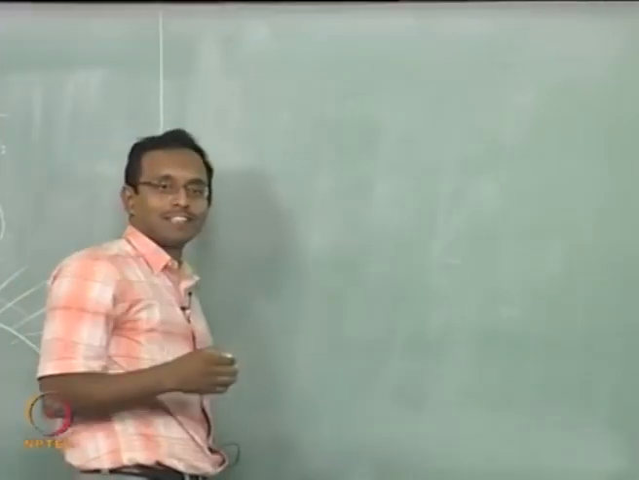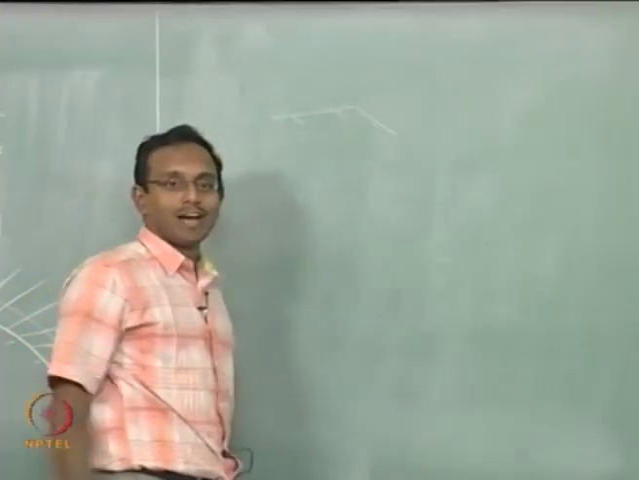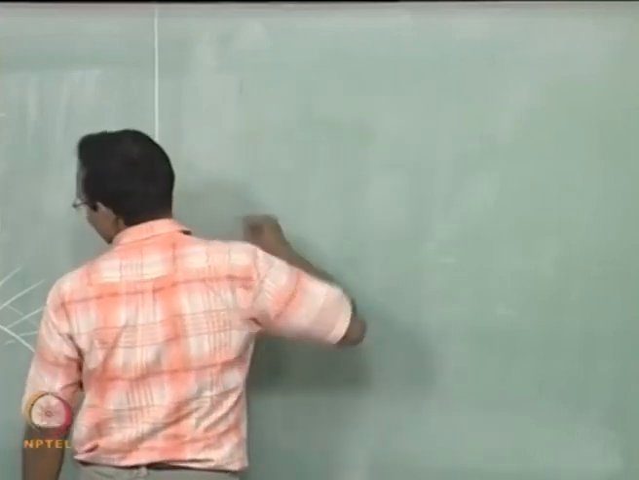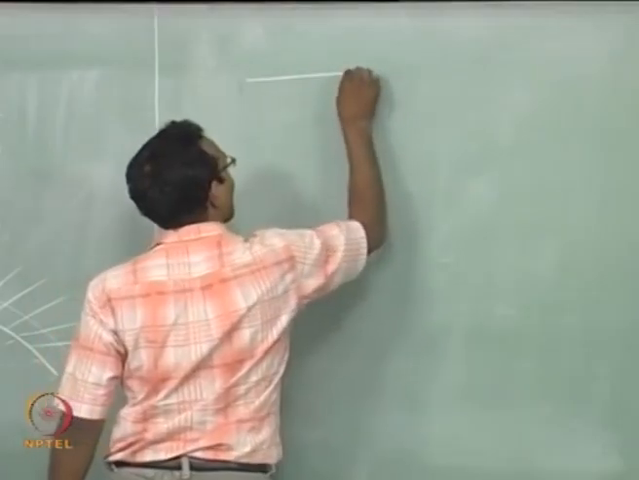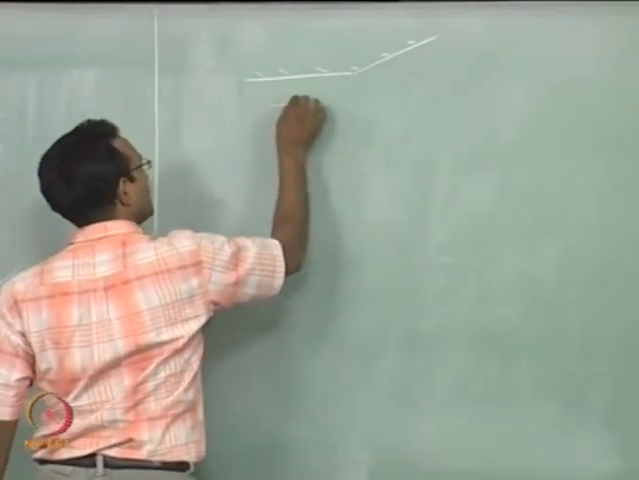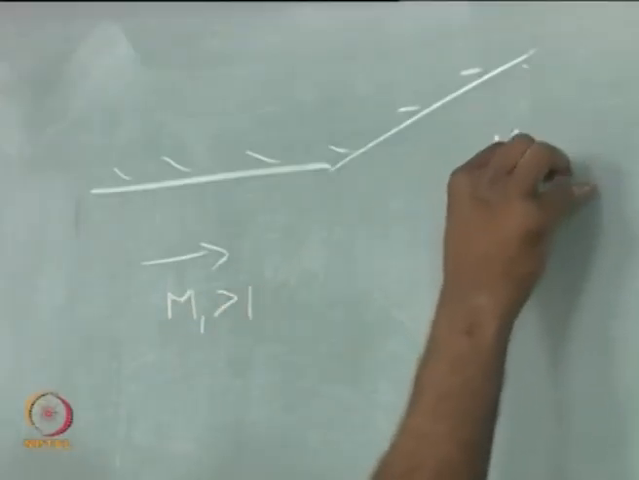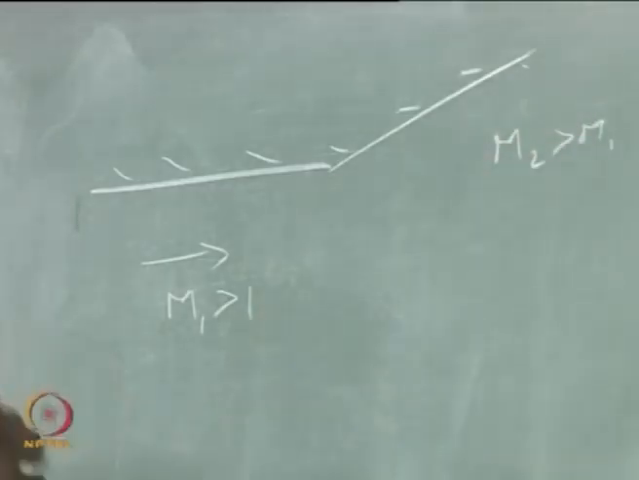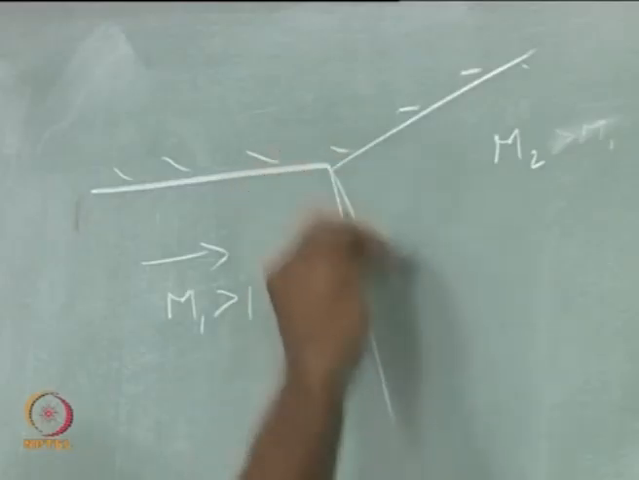You will never always have the wall at the bottom. You may have the wall at the top. So how will I imagine that? I just have to flip this picture upside down. I will draw a wall like this, and now I am going to say this is M1 greater than 1, and it is becoming M2, which will typically be greater than M1. There is no other case, I do not need to write it, you should know this. And there are going to be expansions this way.